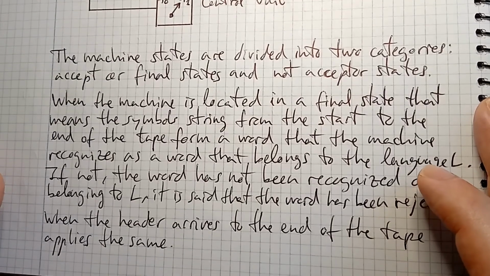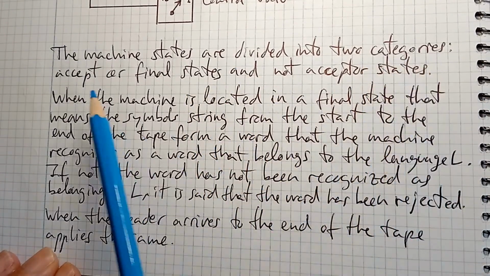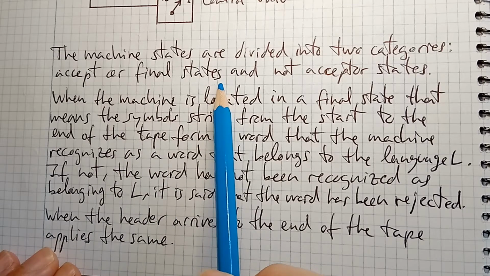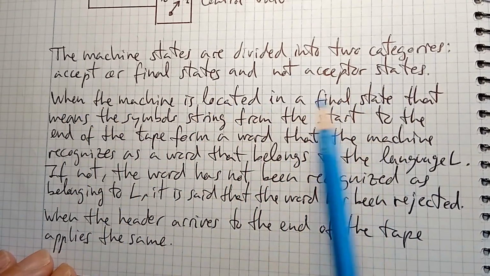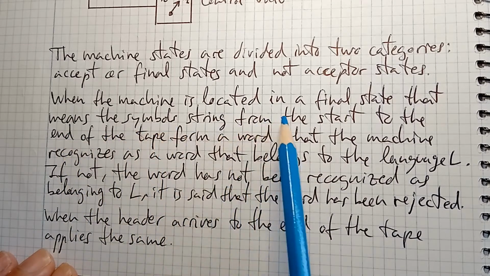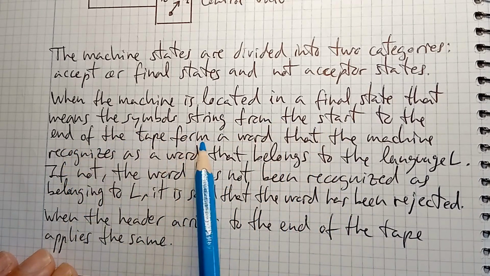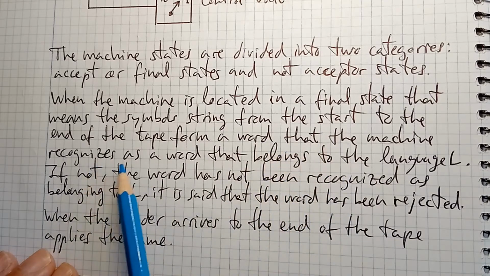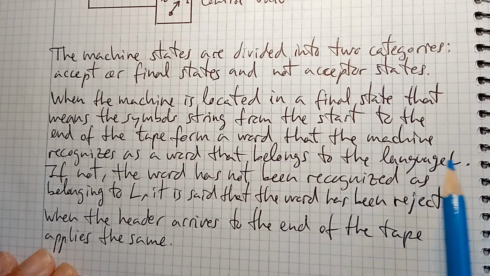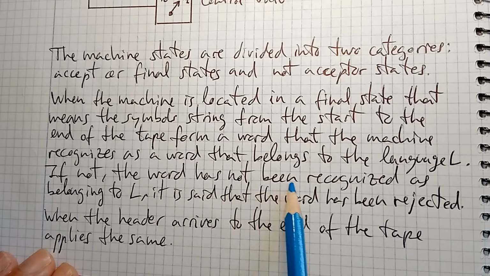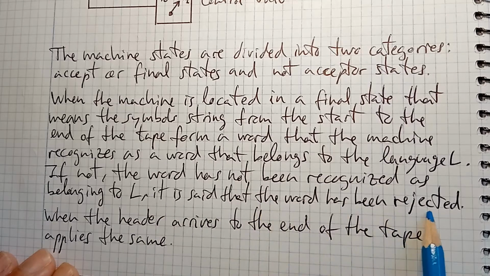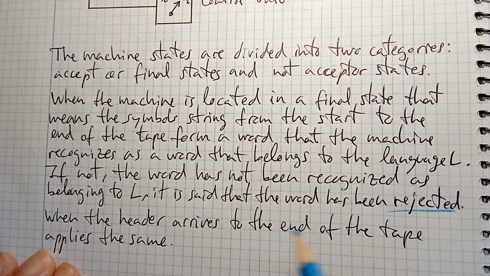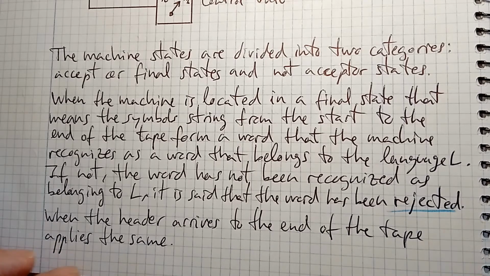The machine states are divided into two categories: acceptor final states or non-acceptor states. When the machine is located in a final state, that means the symbol string from the start to the end of the tape forms a word that the machine recognizes as belonging to the language L. If not, the word has not been recognized as belonging to L. It is said that the word has been rejected, when the header arrives at the end of the tape.